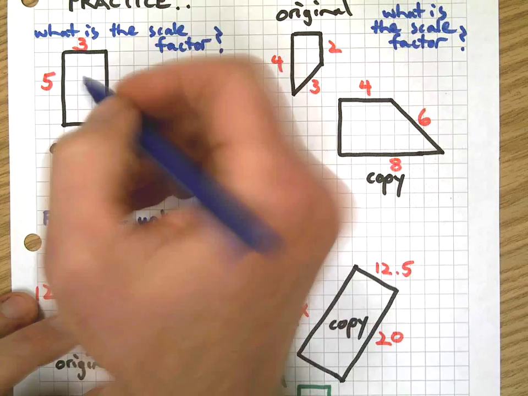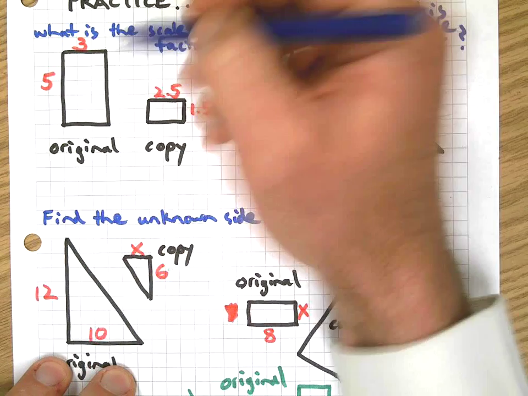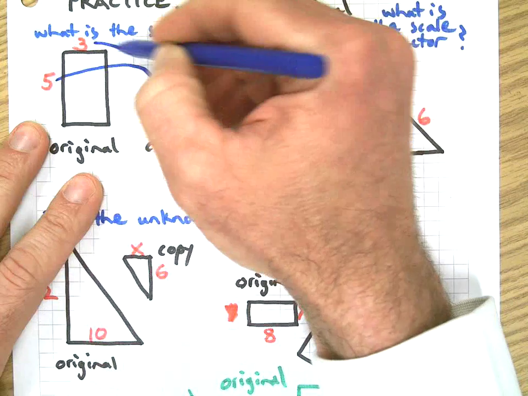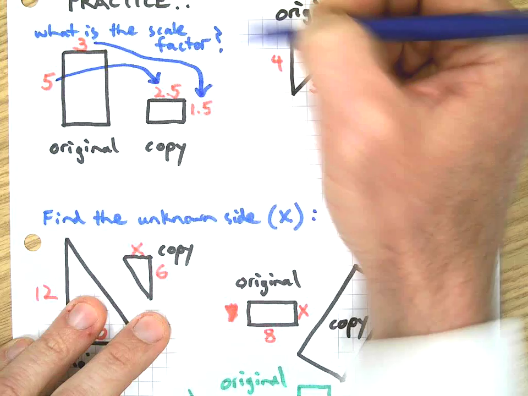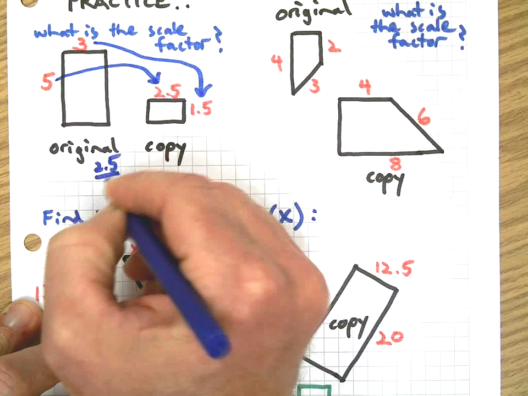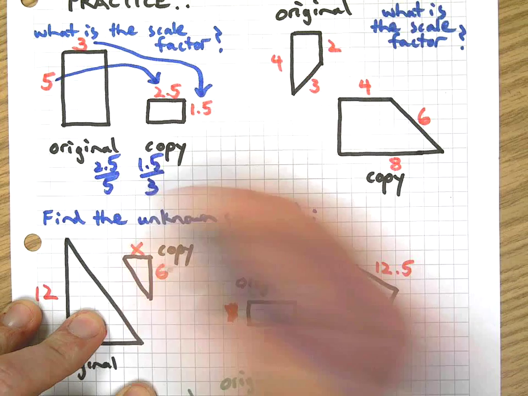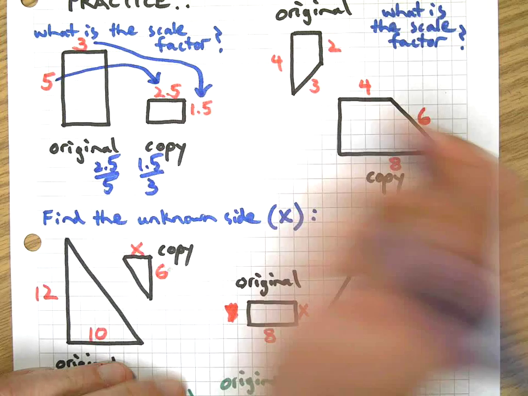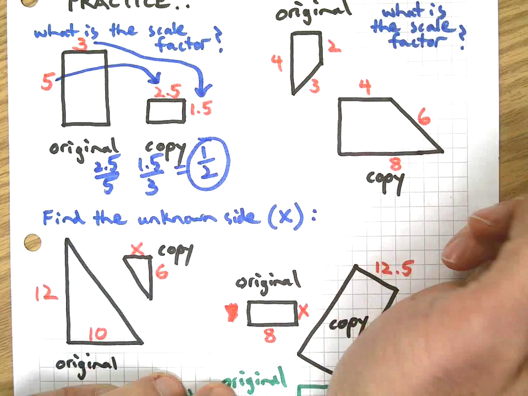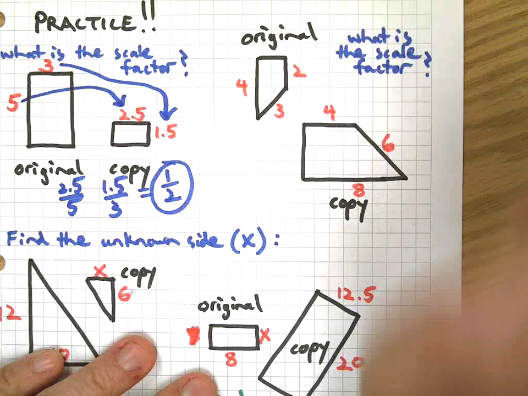Okay. What is the scale factor? If this is the original and that's the copy, first we have to find corresponding sides. That could be kind of tricky. That one matches that one. That one matches that one. The thing is, if I just go copy on top of original and copy on top of original and simplify them both, what do I notice? They're the same. 1/2. Is that what you got? Hey! Nice.